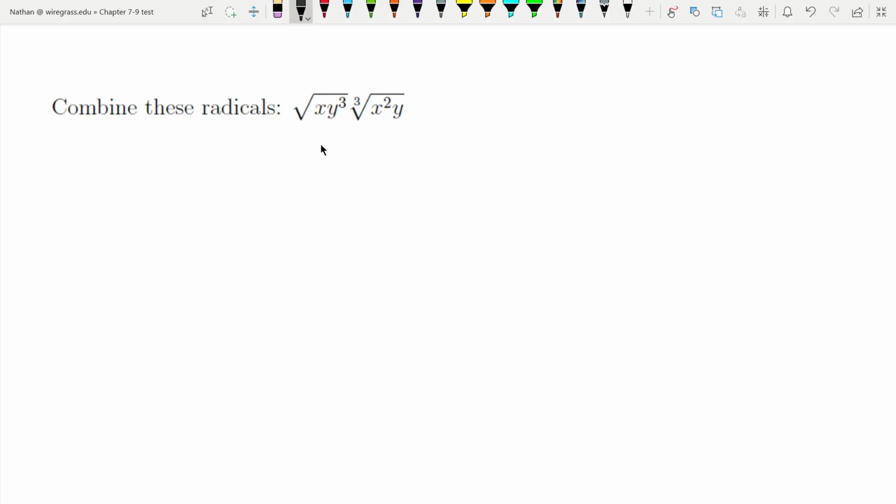To combine these radicals, we need to really split up each radical over each unique base. So the x's, the y's, and then combine them from there. So this is the square root. That's the same thing as a power of 1/2. So this first one is xy cubed to the power of 1/2.